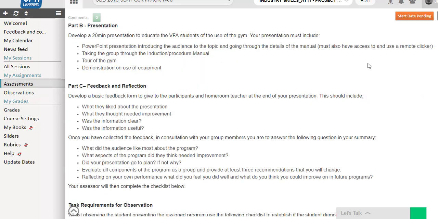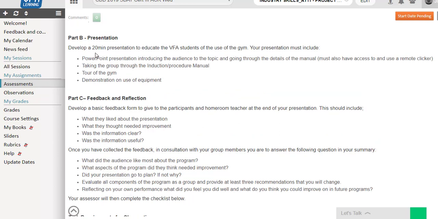After putting together the manual, you need to put together a 20-minute PowerPoint presentation to educate the VFA students on the use of the gym. So the presentation needs to include a PowerPoint presentation, which is going to cover the major aspects of the induction procedure manual that you developed in Part A. It also needs to include a tour of the gym and demonstration on use of equipment. For demonstration on use of equipment, we'll look at 3 pieces of equipment.